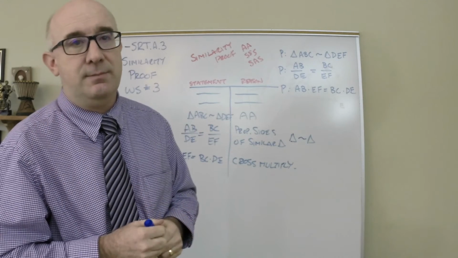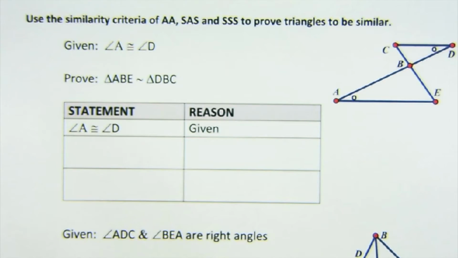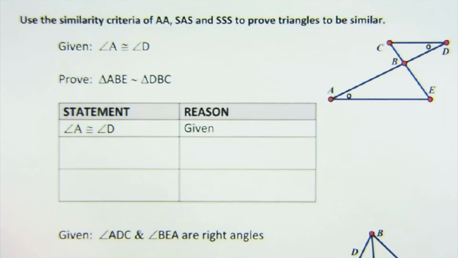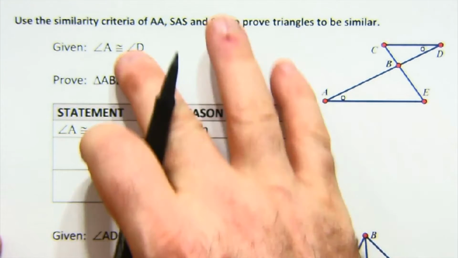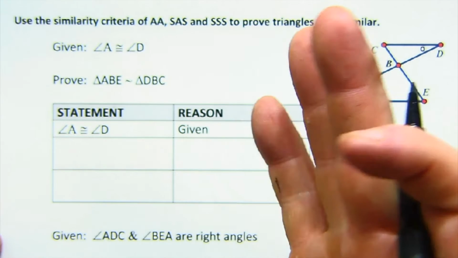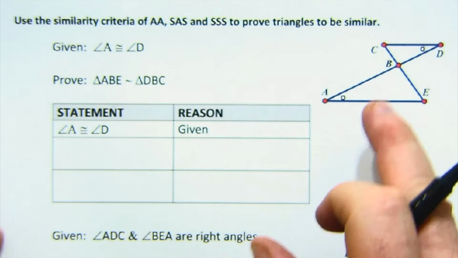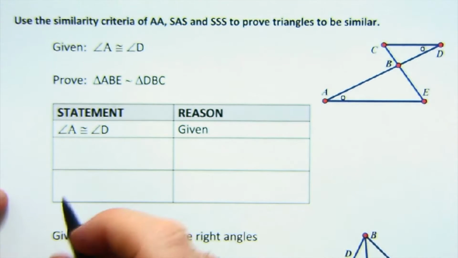Let's take a look at some. Proofs of similarity go a lot like proofs of congruence, but just have slight differences. The good news again is most of these proofs end up being AA proofs, just for simplicity's sake. And so they give me an angle. If I could find another angle, I'd have an AA proof, and of course you and I know vertical angles are equal.